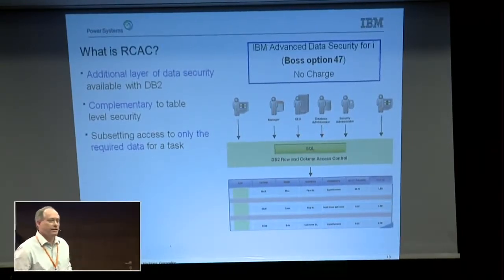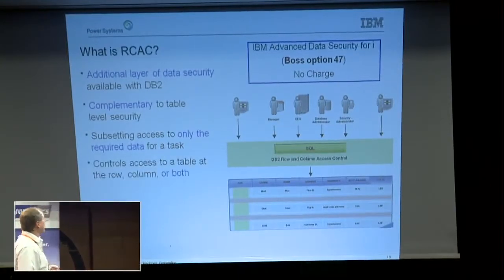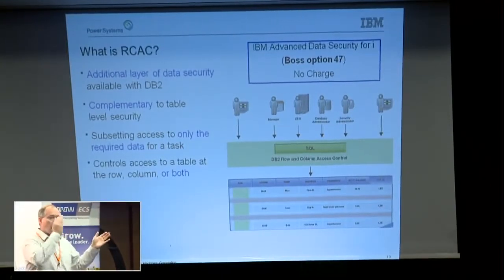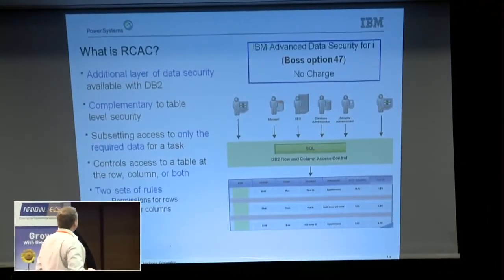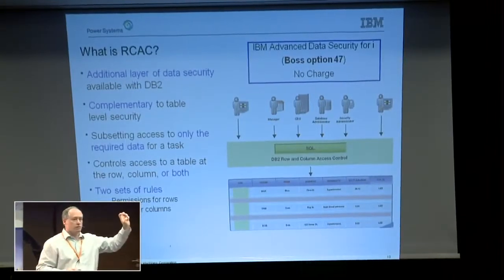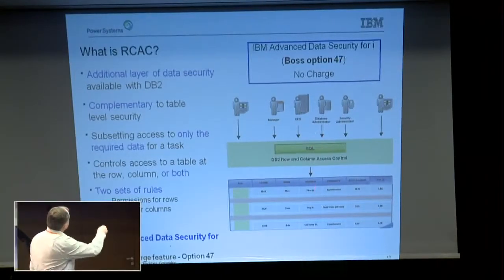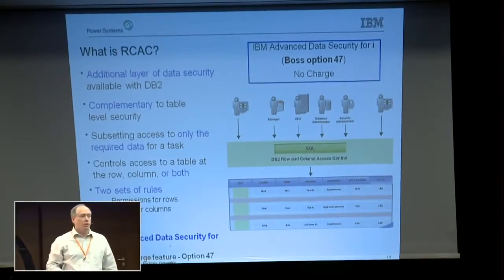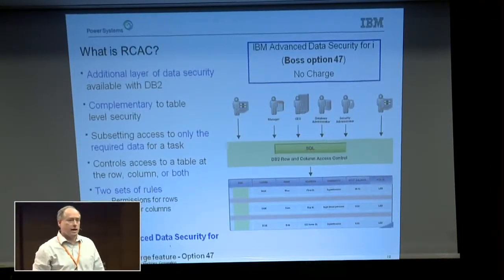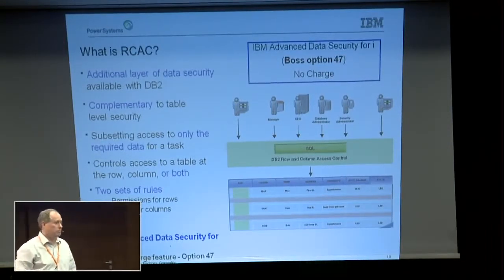I'll live. That's fine. Subsetting access based on who you are and your responsibilities. I can control access to a row, a column, or both. I can control access to the entire table. Two different rules, permissions and column mask. Let's dig into those a little bit. And then where do you get it? There's a new option, option 47. So when you order 7.2, you'll need to get BOSS option 47. It's no charge. It's a separate option where this support's in.